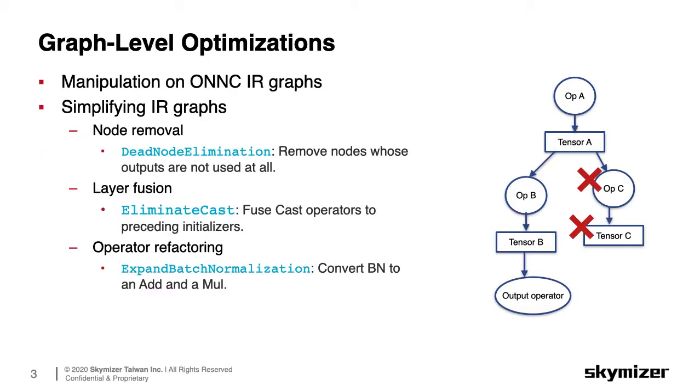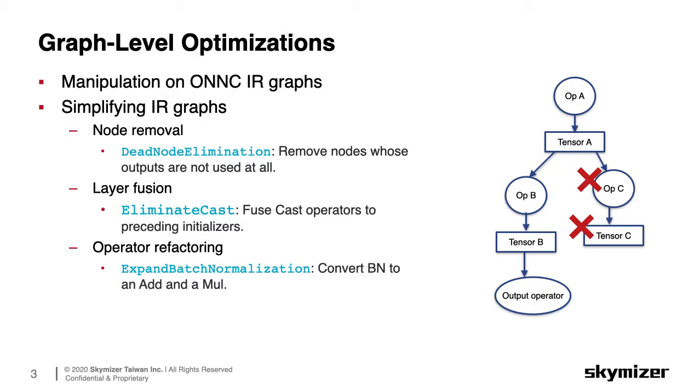When we talk about graph-level optimizations, we mean those optimizations that manipulate ONIC IR graphs. More precisely, this kind of optimization takes an IR graph as an input and yields another IR graph which is functionally equivalent to the input. These optimizations come for various different purposes.